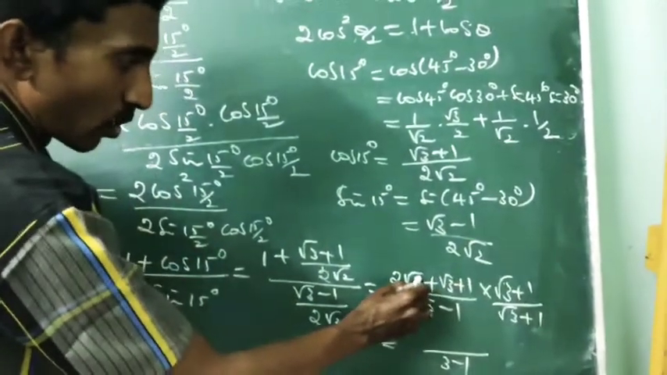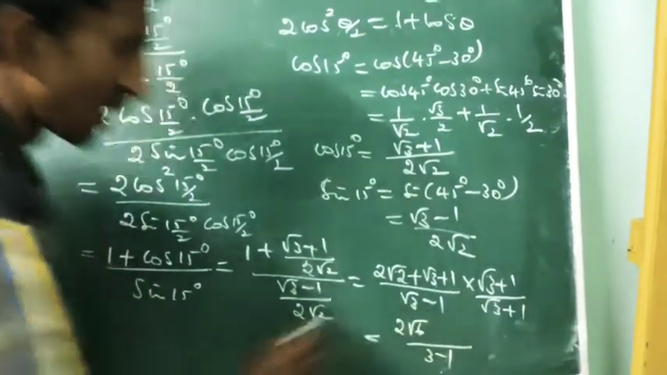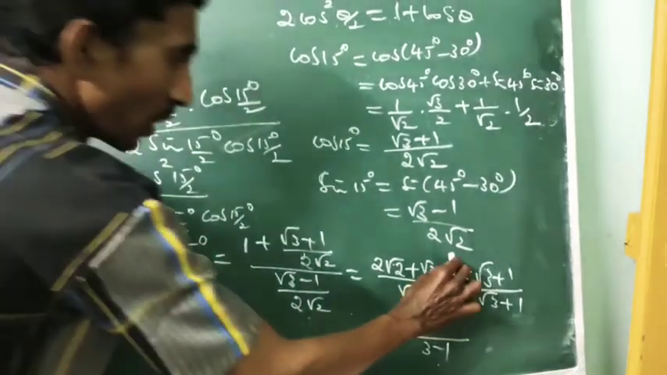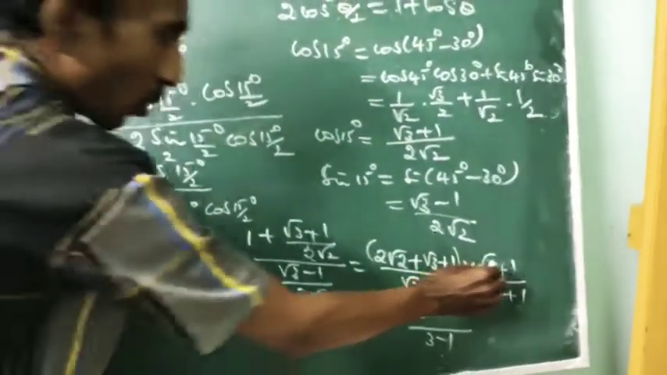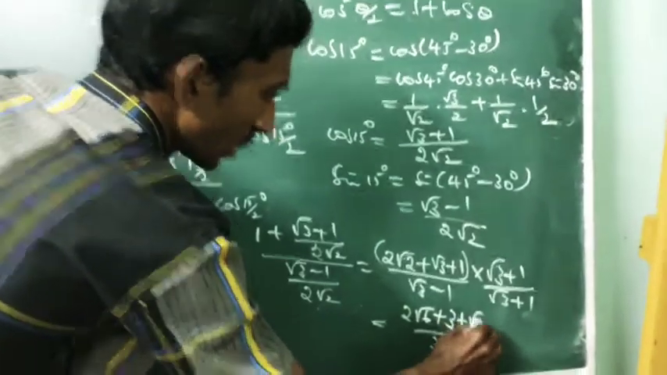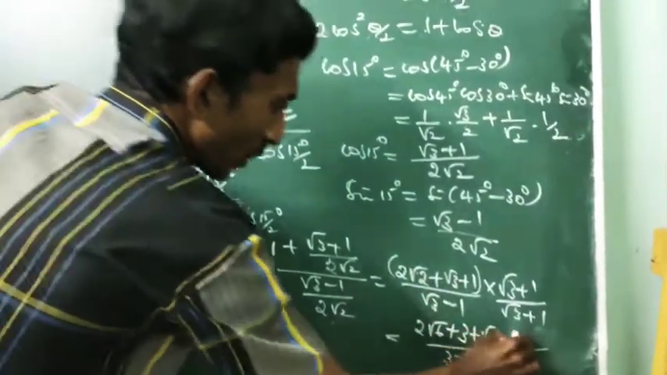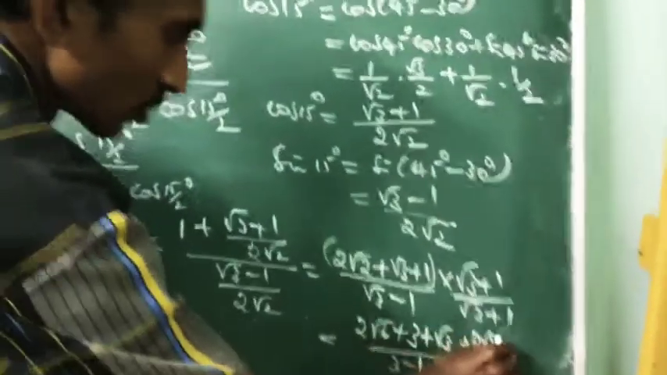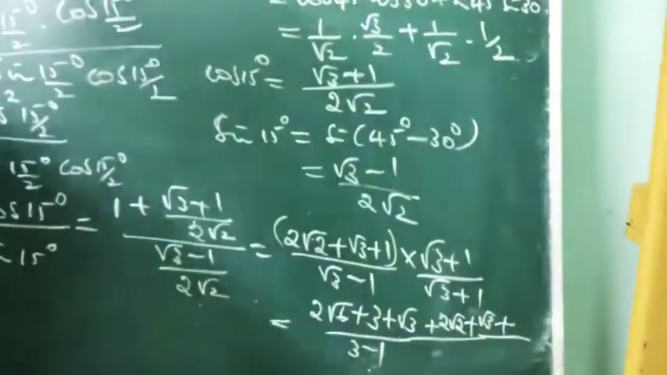For the numerator, multiply 1 by 1. Root 3 into root 3 into root 2 is root 6, so 2 root 6 is the first term. Put the bracket, then only it is meaningful. Root 3 into root 3 is 3, 1 into root 3 is root 3, then multiply by 1: 1 into 2 root 2. So root 3 plus, what is that?